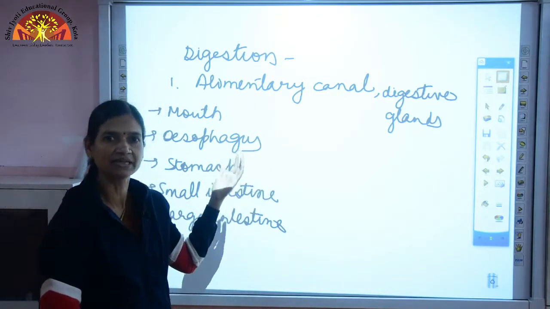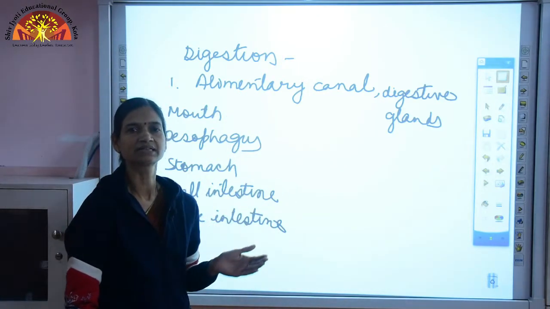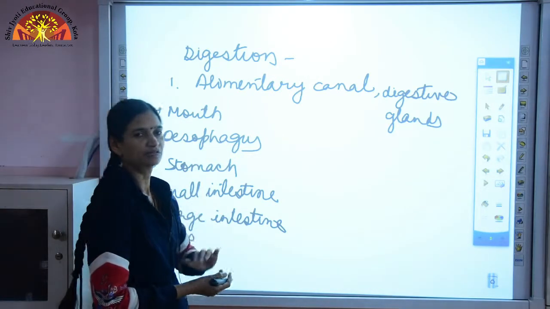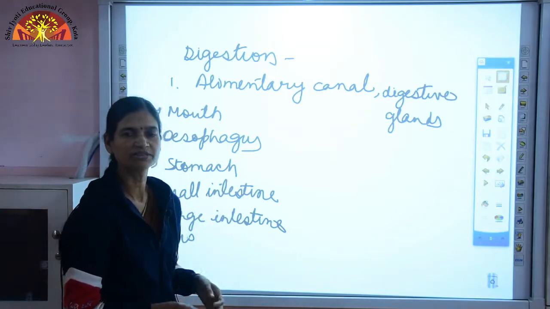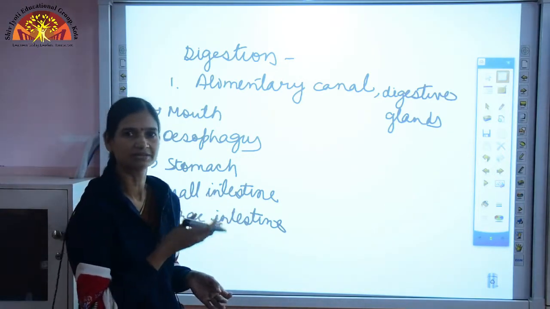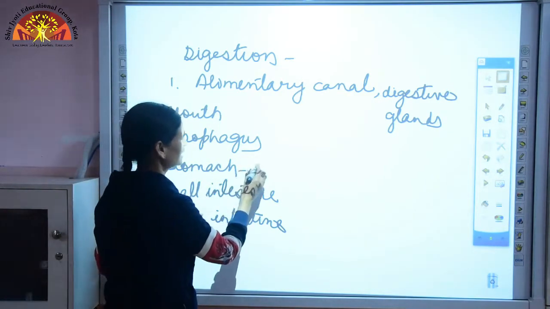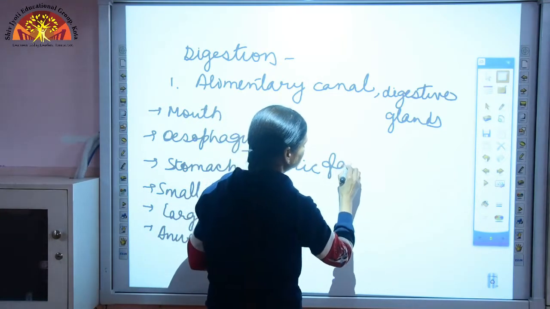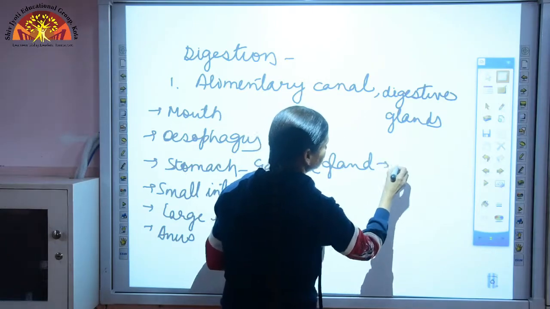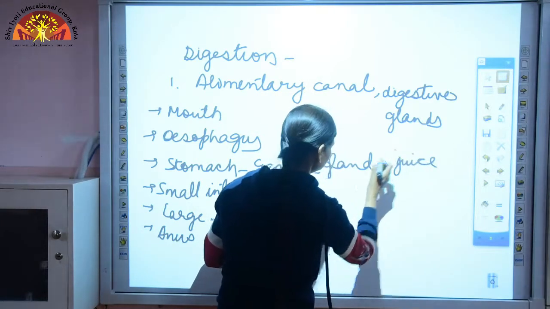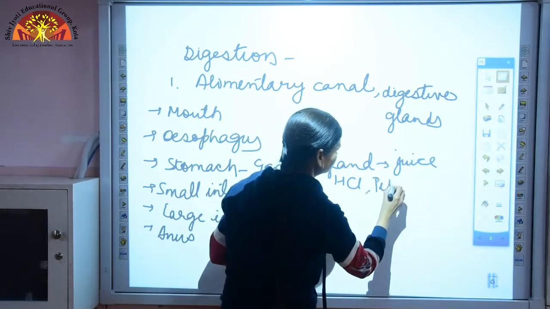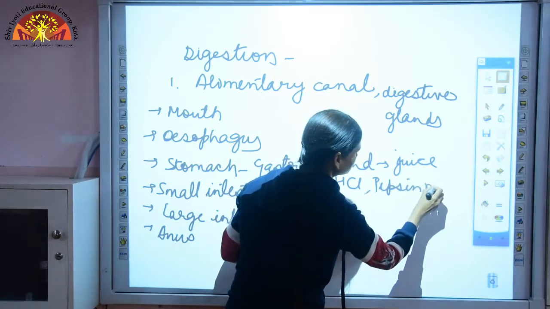So, the process of digestion begins in the mouth with the help of teeth and tongue and salivary glands. Salivary glands secrete saliva which has salivary amylase which helps in the digestion of starch. Esophagus performs the peristaltic movement to pass the food into the stomach. Stomach has gastric glands from which gastric juices are secreted. So, gastric juice contains 3 substances, HCl, pepsin and mucus.